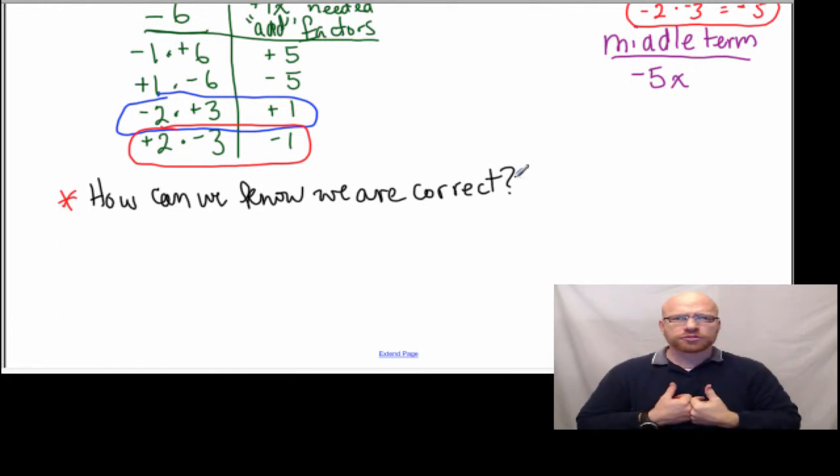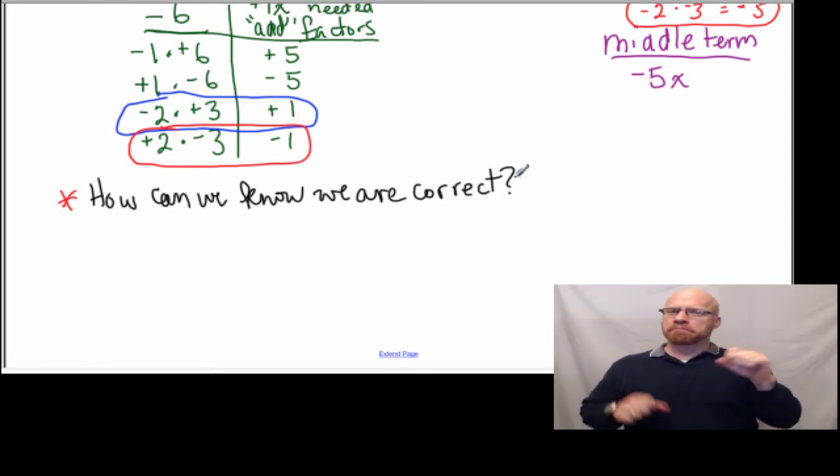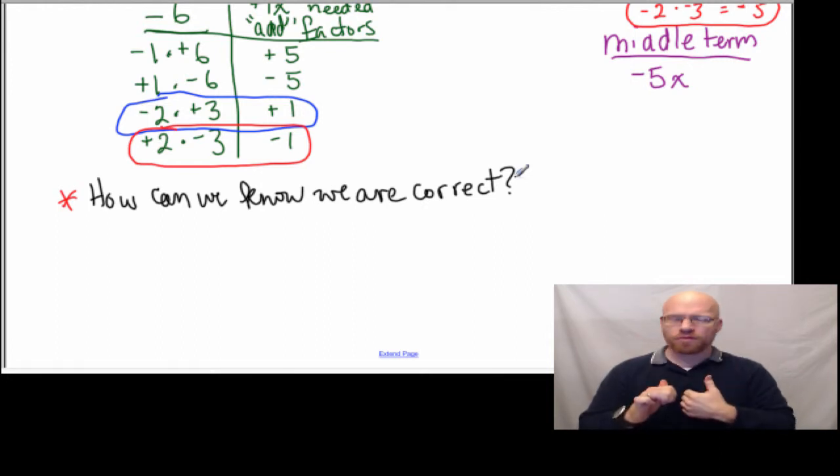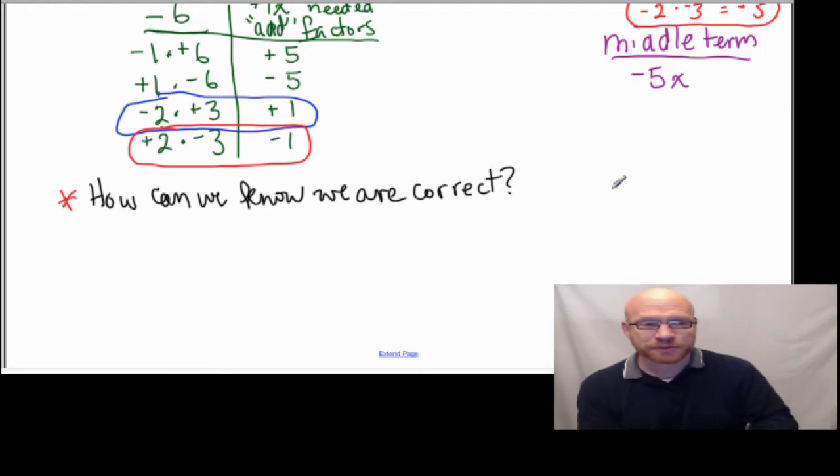How can we know our three answers are correct? Do you trust me? You shouldn't trust me. What if I make a mistake? It's possible. We all can make mistakes. How am I going to check my work? I have to multiply the binomials together again.